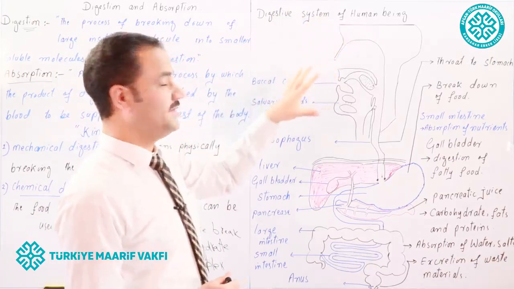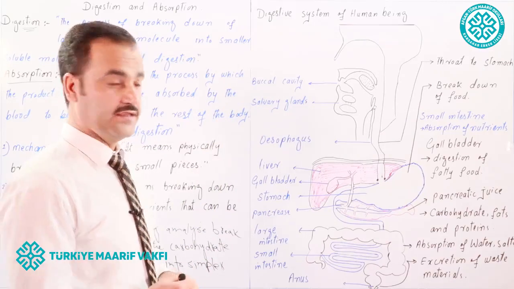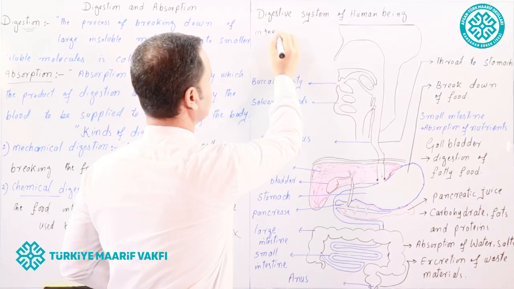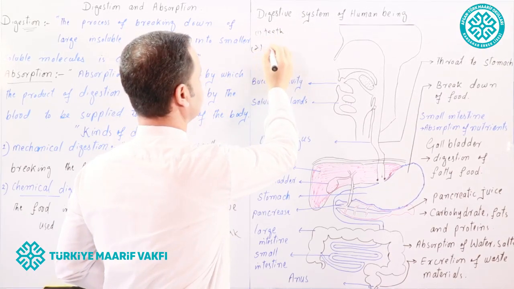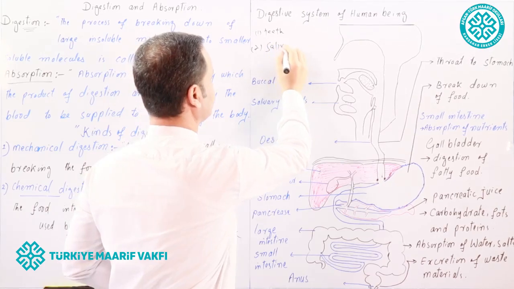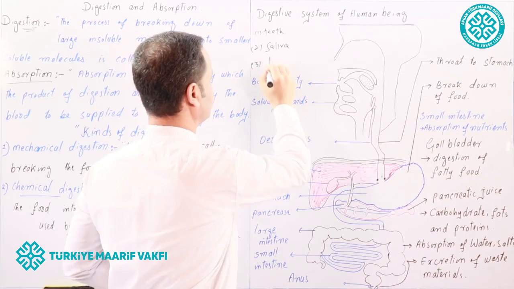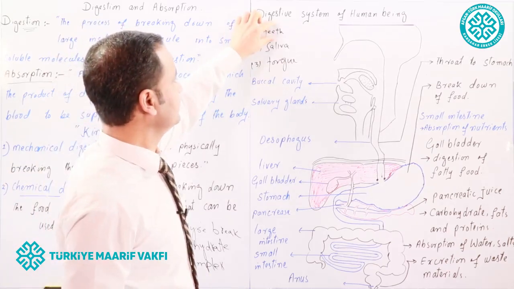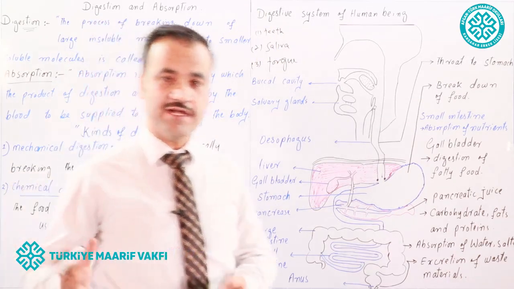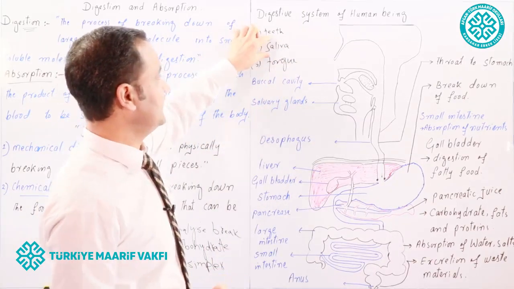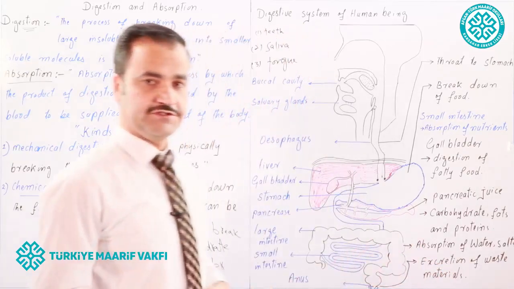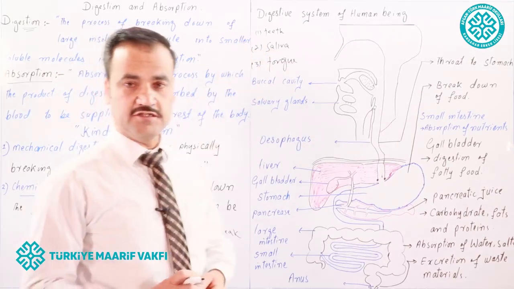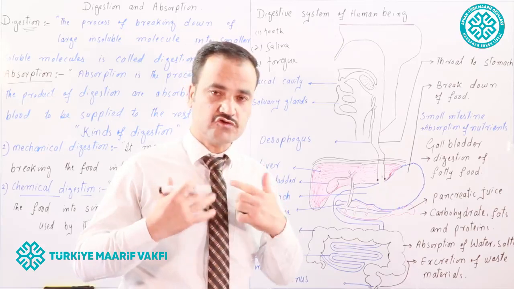Now we will define the digestive system of human being. The digestive system of human being starts from the buccal cavity. The buccal cavity can further be divided into three parts: teeth, saliva, and tongue. Teeth play their role by breaking down the large pieces into smaller ones. After that, saliva produces an enzyme which helps in the digestion of carbohydrates. After that, the tongue pushes that food towards the throat.